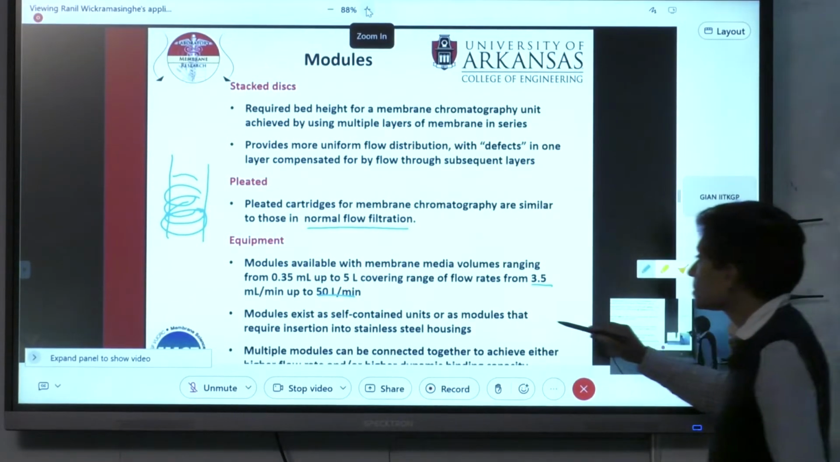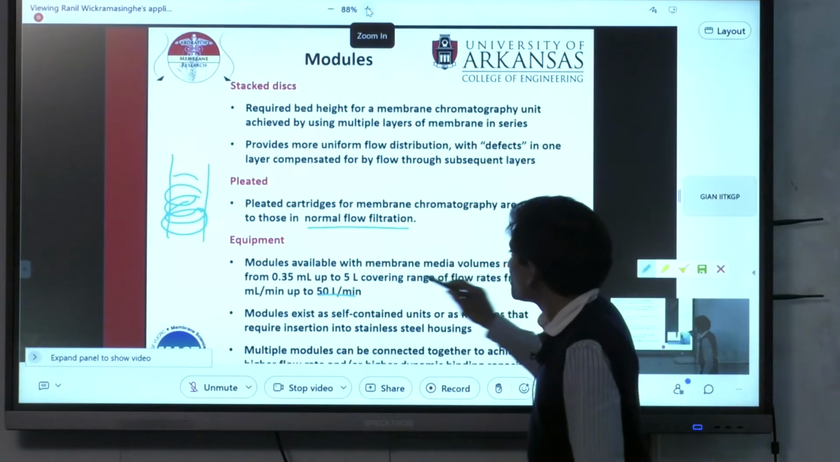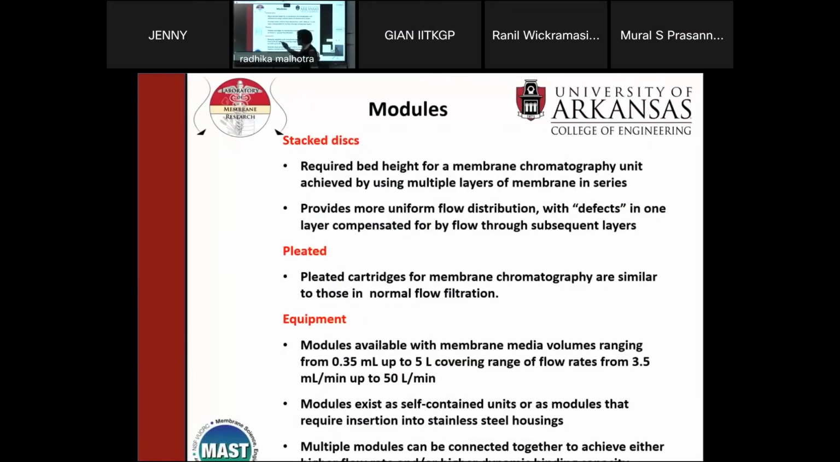Just one thing to remember: the reason they say media volumes ranging from 0.35 ml to 5 liters, we don't typically talk in, say, reverse osmosis or membrane technology about the volume of the membrane, do we? We usually talk about surface area. But in this work, we talk about volume simply because in packed bed chromatography, people typically talk about the volume of their resin. So it's just in order to compare things. The same nomenclature and terms are used, okay?